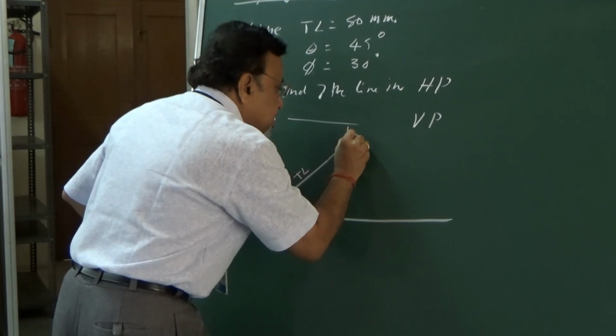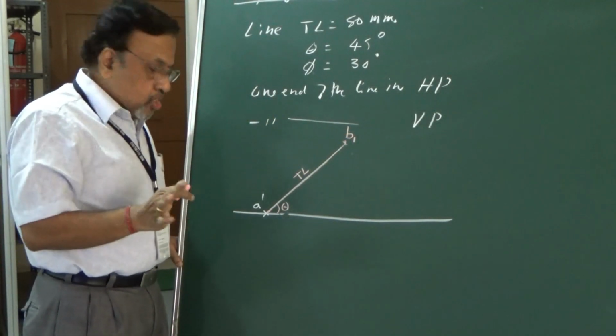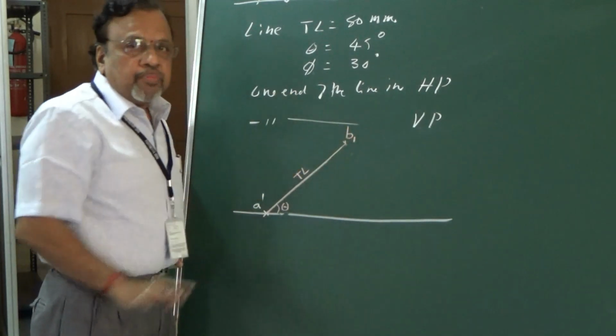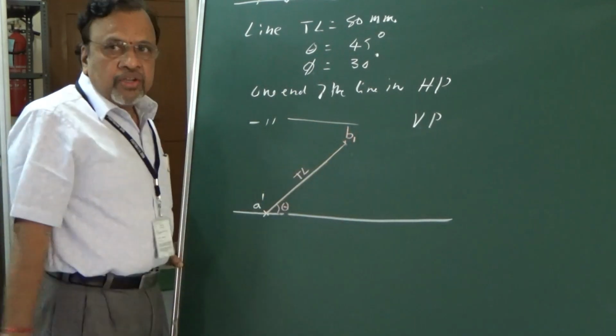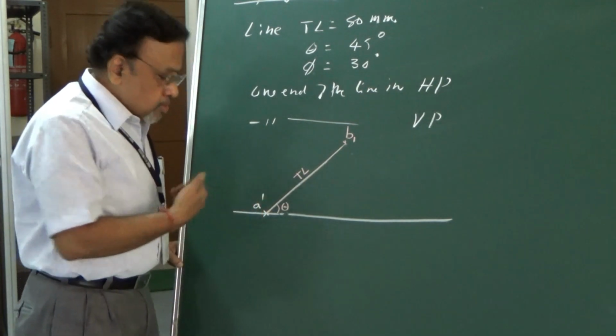So I will call this as B1. Remember, this is not the final projection. Since it is not the final projection, I will call it by this subscript. Let me consider this as B1. So this is the front view. Now I should draw the corresponding top view.